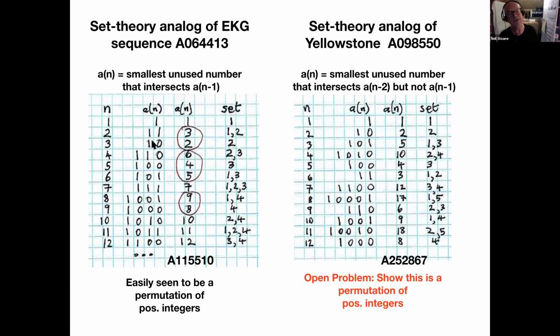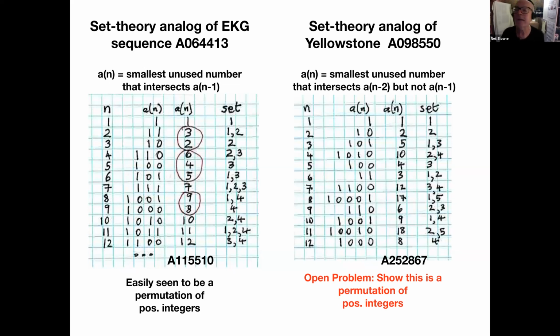And then we need the smallest number that intersects 11 that we haven't used, and 2 works. And we get 1, 3, 2, 6, 4, 5, 7, 9, 8. And then it goes 10, 11, 12, 13, 14, 15. And then at the next power of 2, we get 17 and 16. But apart from that, basically the nth term here is n. So it's very easy to prove that every number appears.